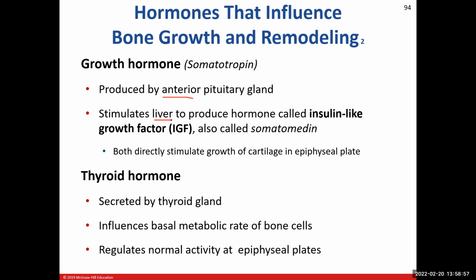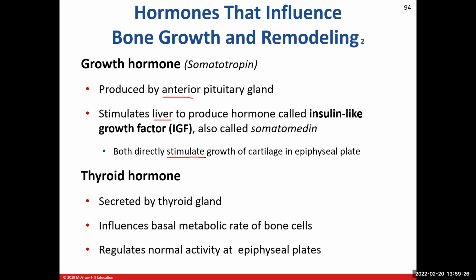We call that somatomedin. And so both growth hormone and insulin-like growth factor are going to affect the growth of cartilage at the epiphyseal growth plate. So they're going to stimulate the growth of cartilage. And we know that process because we just talked about it. So we're going to cause the chondrocytes to divide fast, to rapidly undergo that mitotic division.